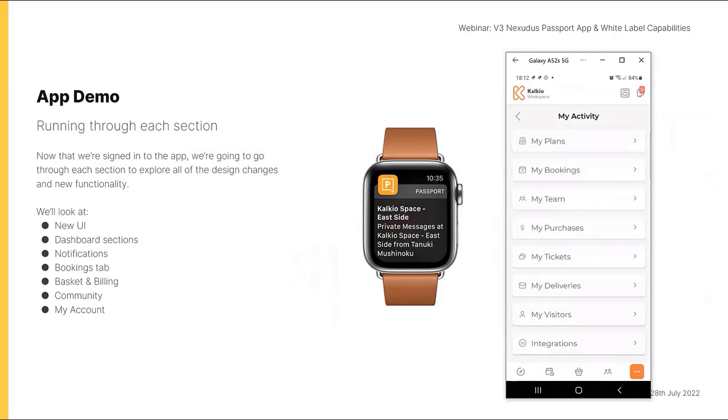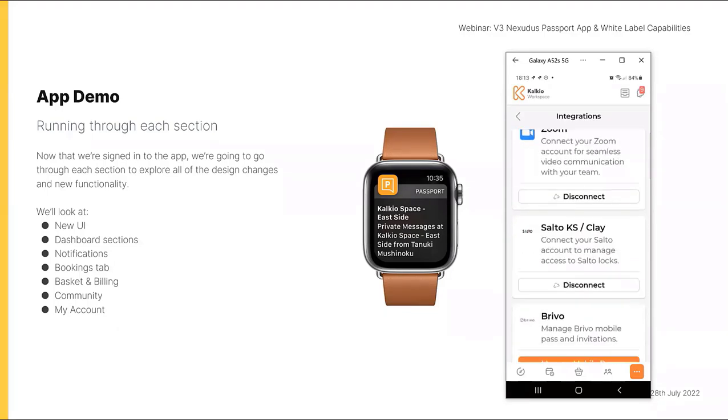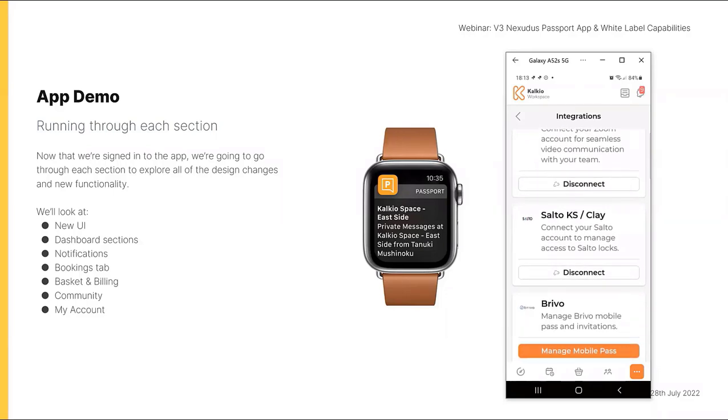The My Activity section also hosts a very important section of the app if you're using our white label app in conjunction with an access control integration. This is because within the integration section here at the bottom, this is where the customer will connect their Salto or Brevo account with your space to allow them to unlock doors using the Passport app. As you can see, we have a Salto account connected for this customer.